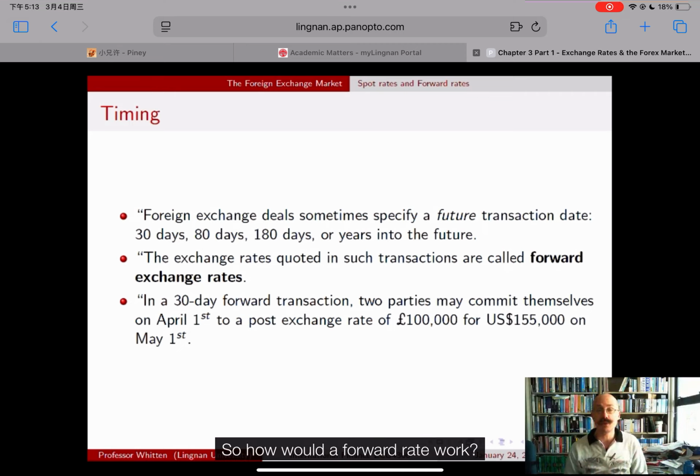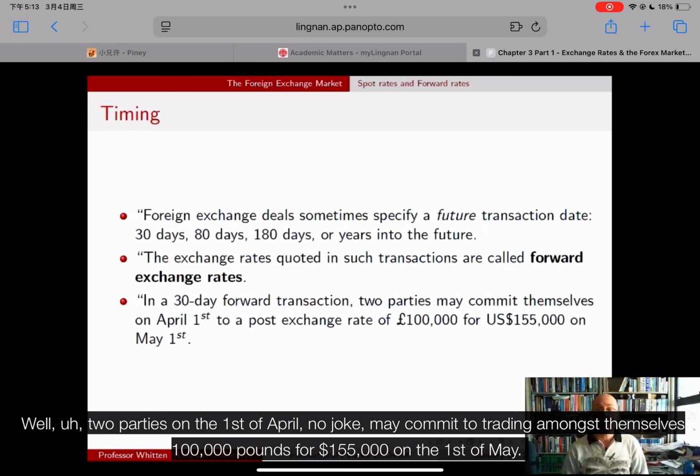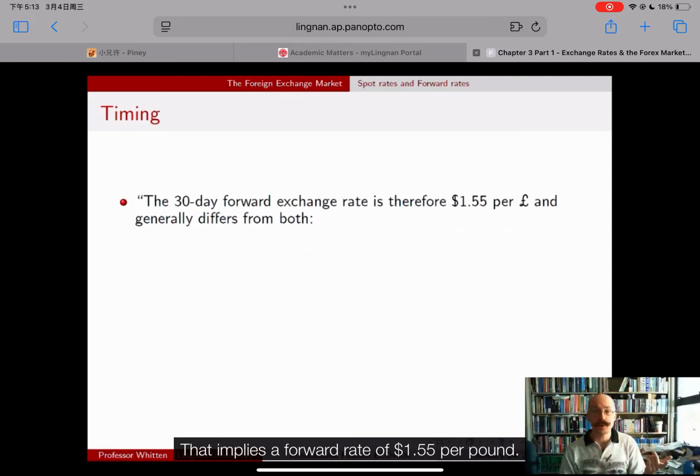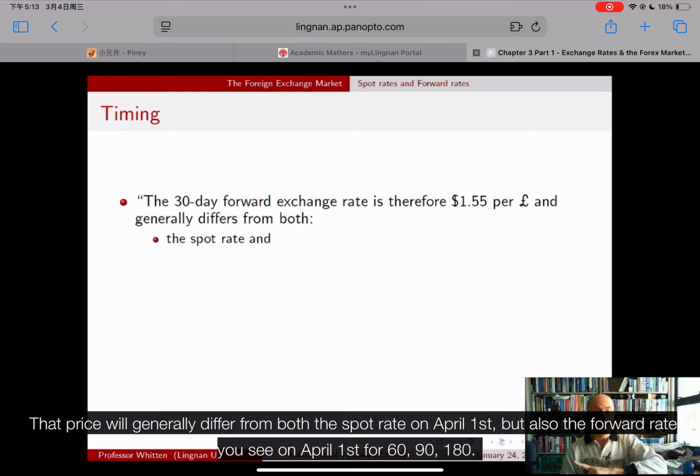So how would a forward rate work? Well, two parties on the 1st of April, no joke, may commit to trading amongst themselves £100,000 for $155,000 on the 1st of May. That implies a forward rate of $1.55 per pound. That price will generally differ from both the spot rate on April 1st, but also the forward rate you see on April 1st for 60, 90, 180.